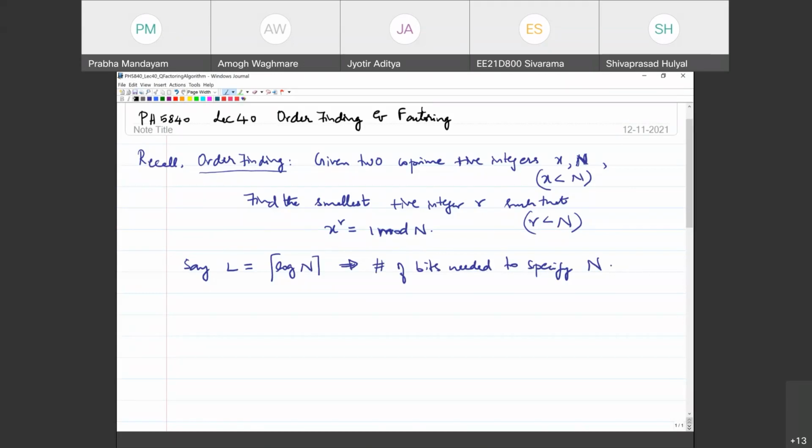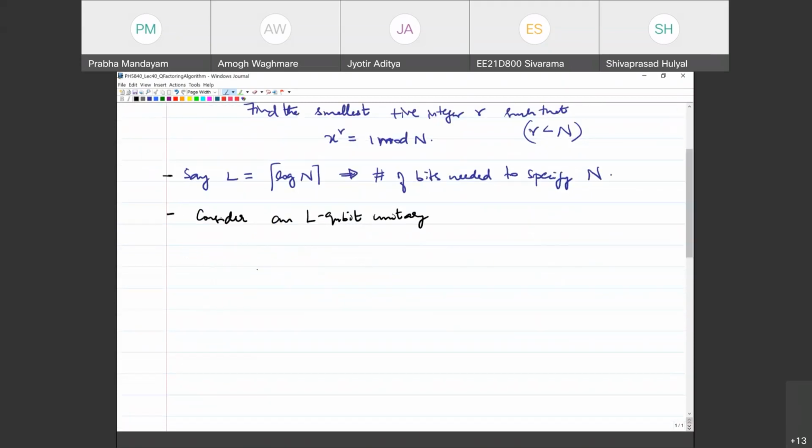Then we consider an L qubit system. So we are working with an L qubit system, and we consider an L qubit unitary whose action is as follows. This unitary is defined for a given x and n, that is given to us in the problem.